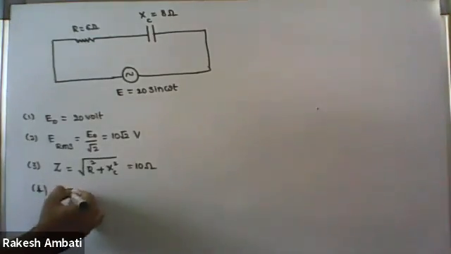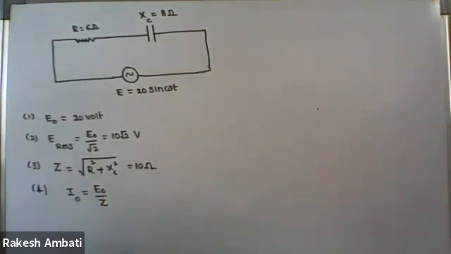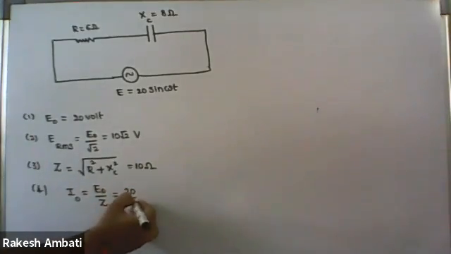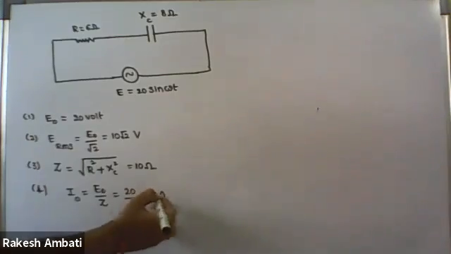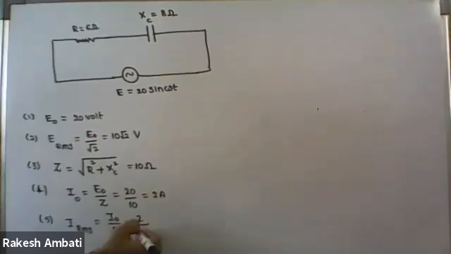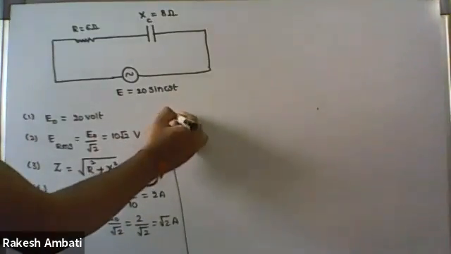Next, fourth question. I want to find I naught. How to find I naught according to Ohm's law? E naught upon Z. E naught 20 and Z value 10, and we get 2 amperes. Next, fifth question. I want to find IRMS. IRMS is I naught upon root 2. So 2 upon root 2, it is root 2 amperes.